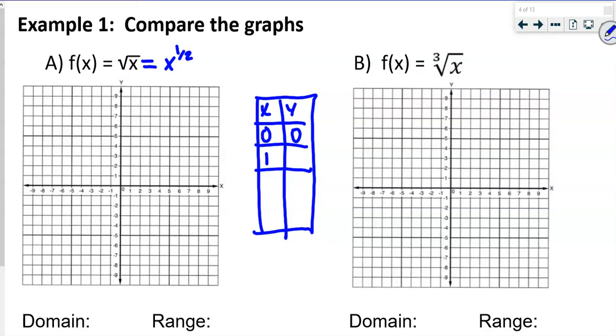What's the square root of 1? 1. What's the next perfect square? Yeah, 4. So we can put 2 in there. And then we can put 9, right? Square root of 9 is 3.